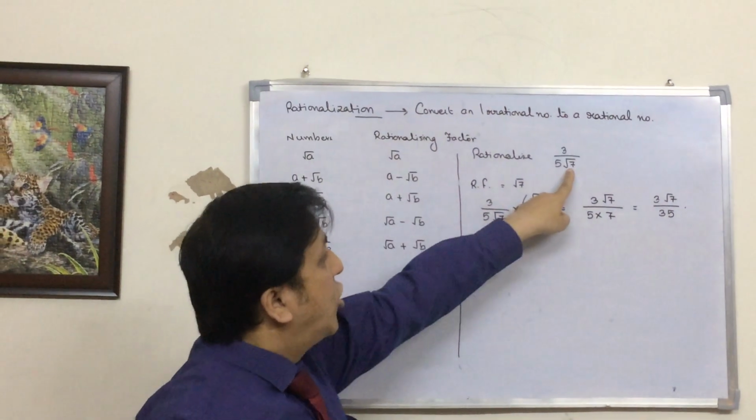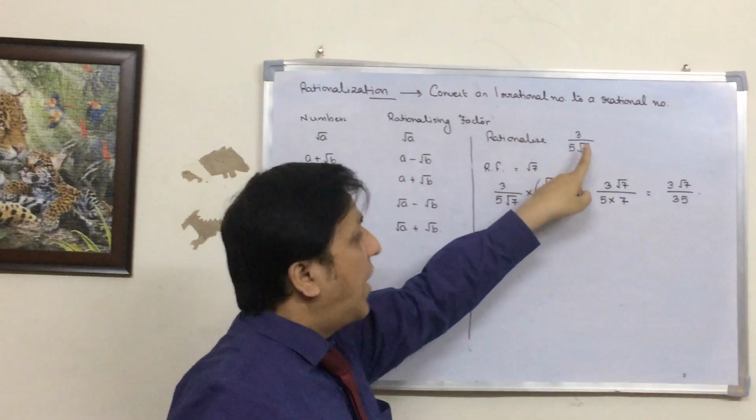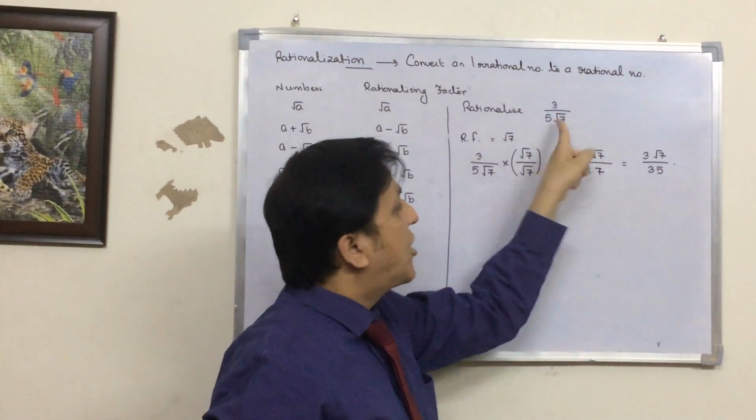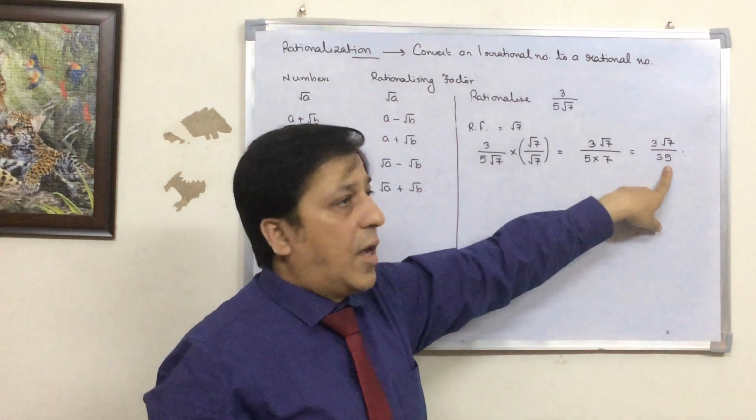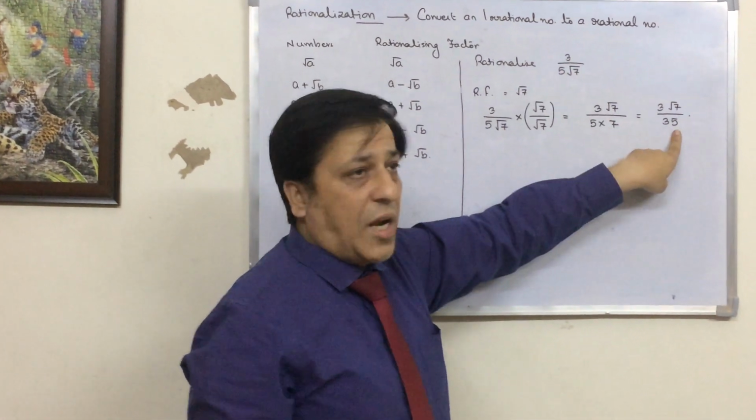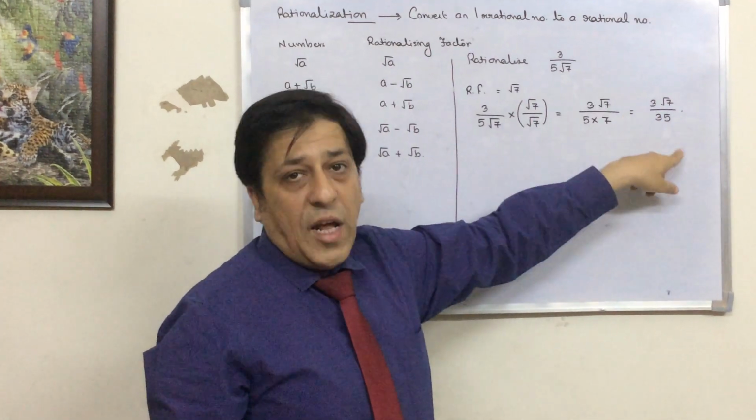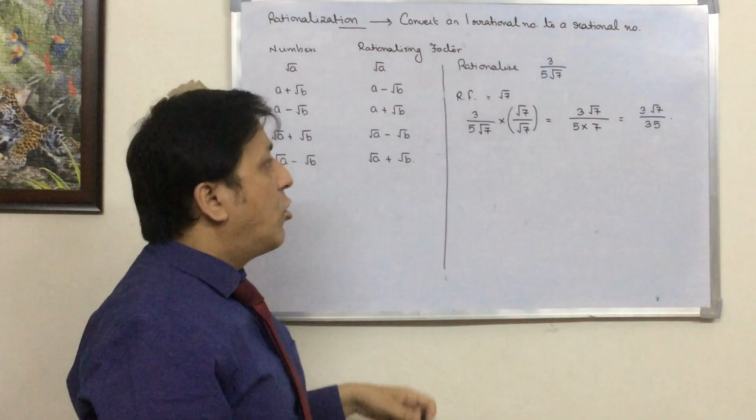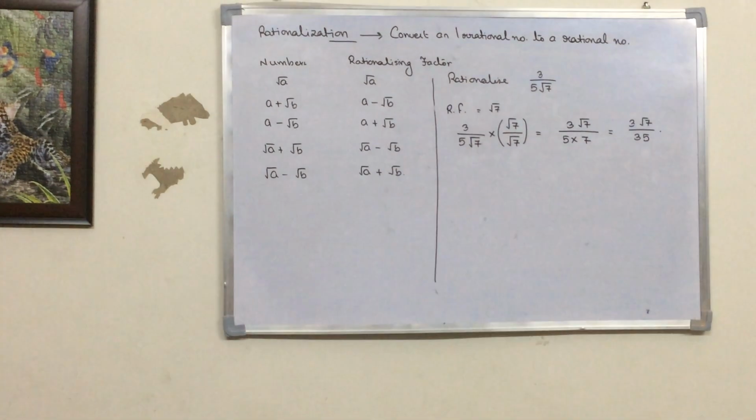So here the denominator was an irrational number. We have converted it from an irrational to a rational number. This process of converting an irrational number to a rational number is called rationalization. There are loads of questions. We take another example.